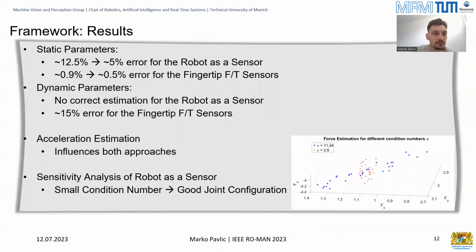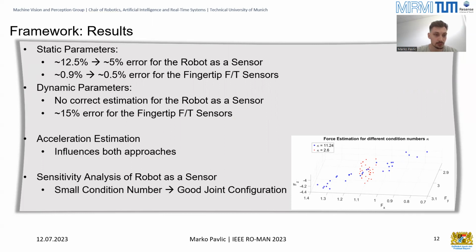The results we achieved for the static parameters showed that the fingertip force torque sensors outperformed the robot as a sensor, and also that the robot as a sensor achieved better results for heavier objects. For the dynamic parameters, no correct estimation using the robot joint torque measurements was possible, and also the error for using the fingertip force torque sensors was quite high, with 15% error to the ground truth.